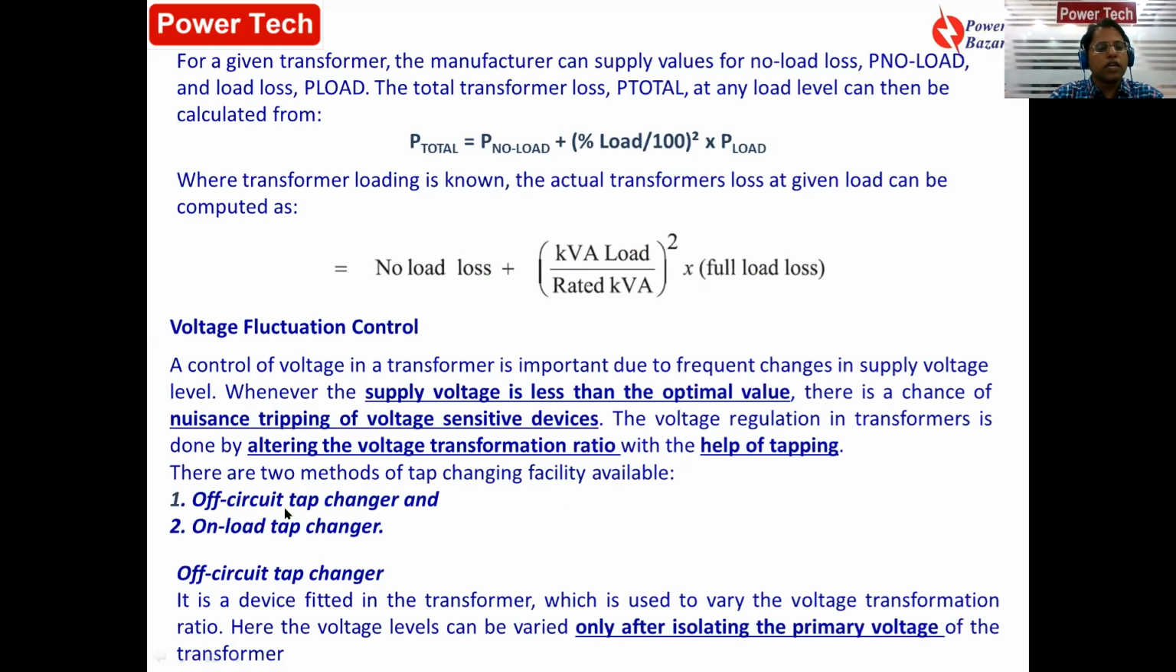One is off circuit tap changer and another is on load tap changer. Off load tap changer and on load tap changer. Off circuit tap changer or on circuit tap changers. That means, remember, the tap changers are provided at the high voltage side or the ST voltage side.